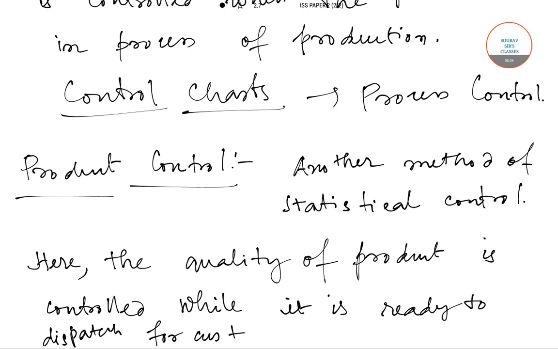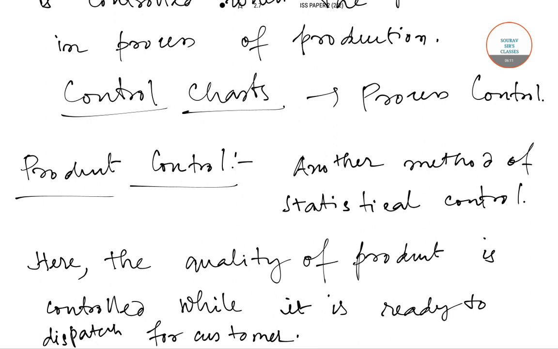So basically the main difference between process control and product control is, in process control, when the products are in the process of production, that is when they are being produced, the quality of these products is controlled. But in product control, when the products are already produced and are ready to dispatch or sell, then the quality of the product will be controlled. Now acceptance sampling is another thing which helps in product control a lot.